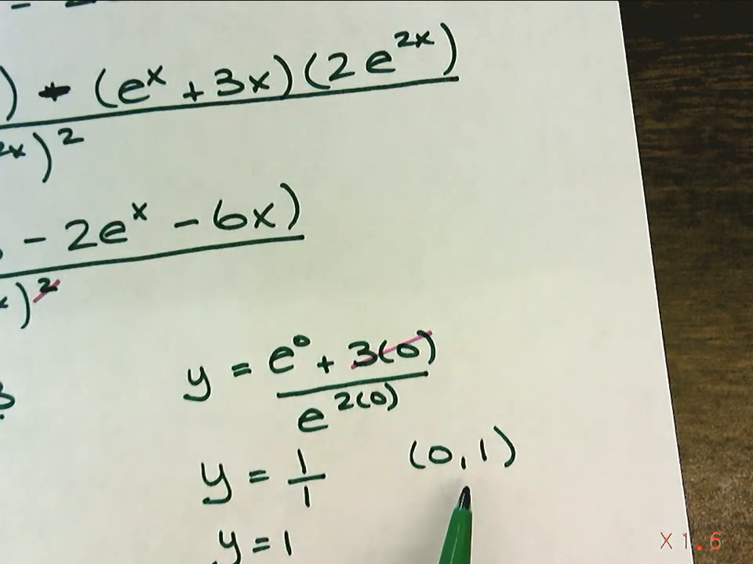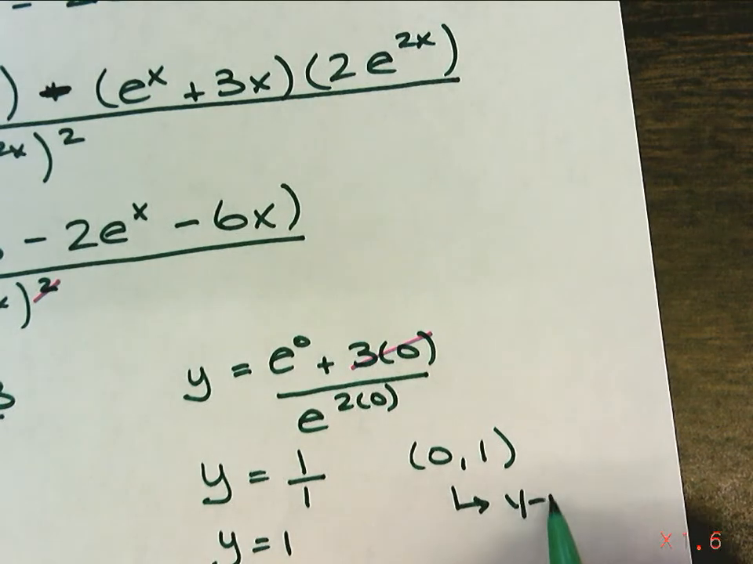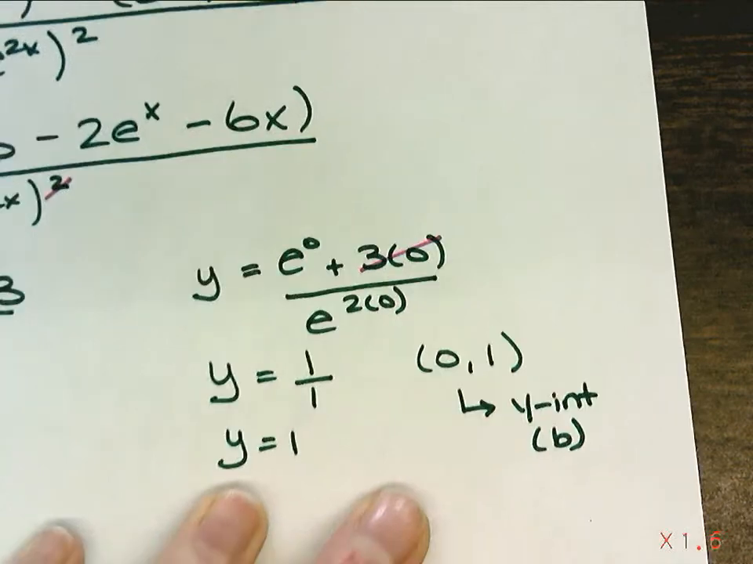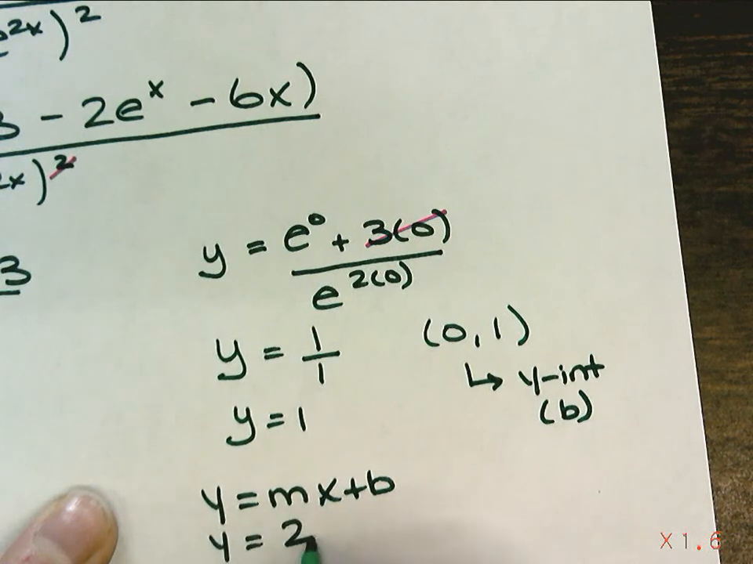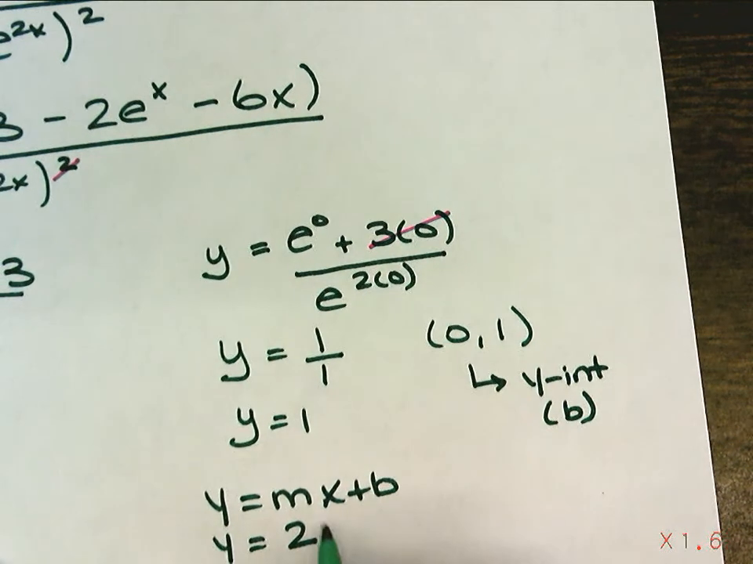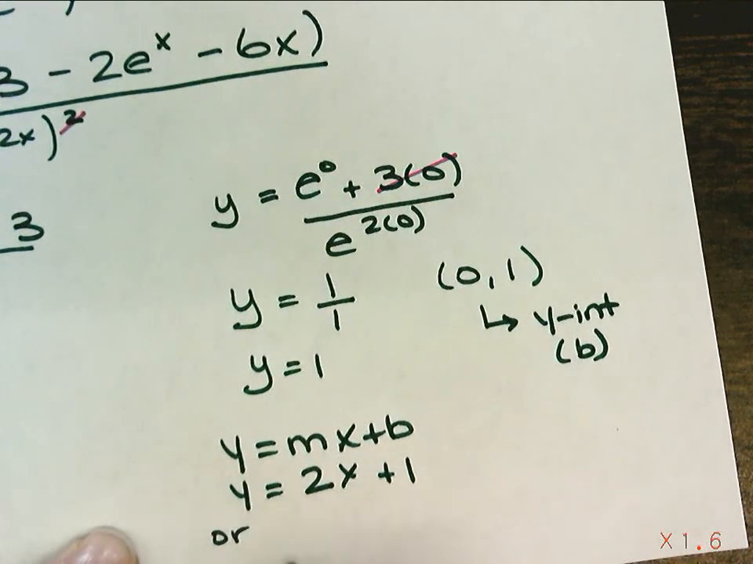Well, because I have the point (0, 1), this is also the y-intercept, which gives me the value of b. So if I do y equals mx plus b, I have y equals 2, which is the slope I found, x plus 1. Or I can write it as 0 equals 2x minus y plus 1.